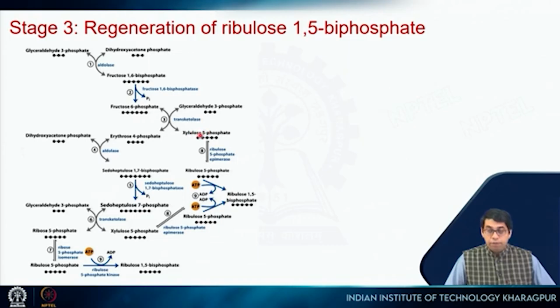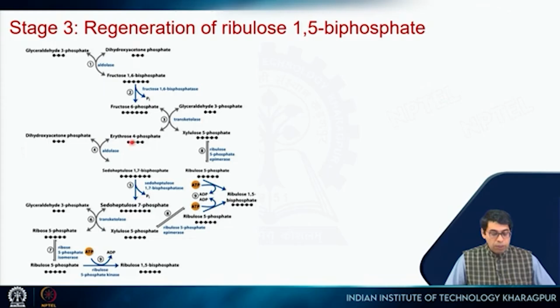Now, see, we have a 5 carbon molecule. We need a 5 carbon molecule because ribulose is a 5 carbon sugar. So, this is converted to ribulose 5-phosphate by ribulose 5-phosphate epimerase. Okay. So, xylulose gets converted to ribulose and then another phosphate group is added by ATP to convert it to ribulose 1,5-bisphosphate. So, we have synthesized 1 molecule of this, we need 3. Okay. Now, the 5 carbon molecule is used up here.